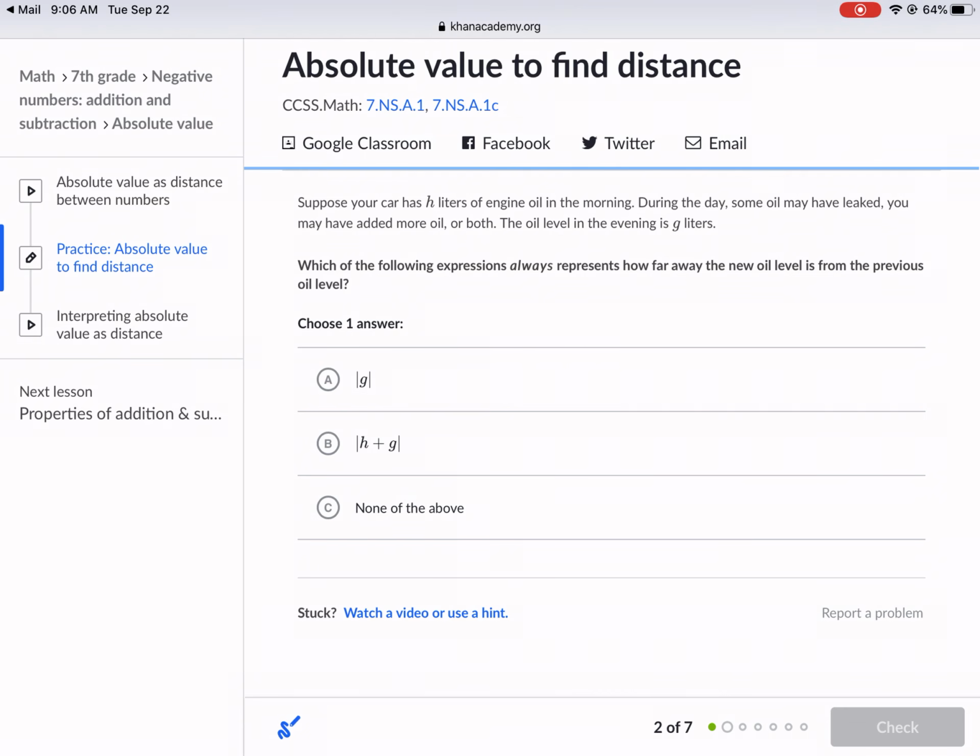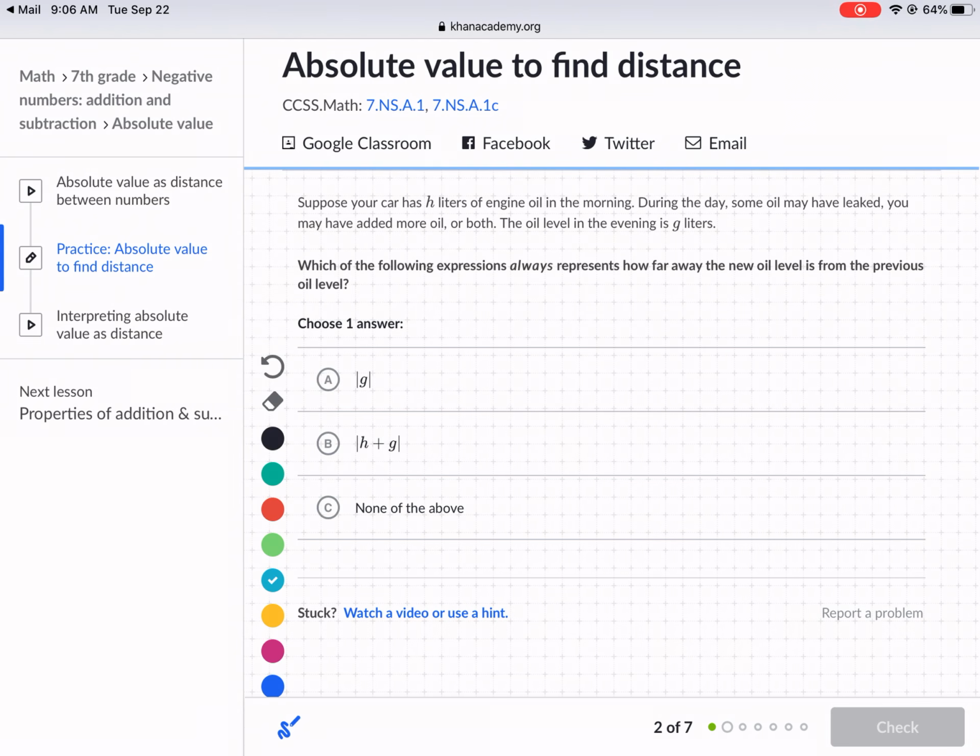So H is your level in the morning. Let's just say this is morning, this is noon, and we'll call this night. We don't really need noon, but I wrote it in there anyway. So let's say in the morning it's at a certain level, H. Now, it could be more by the time the evening comes. We're going to go right through noon. It could be the original H, or it could have a little bit more on there.